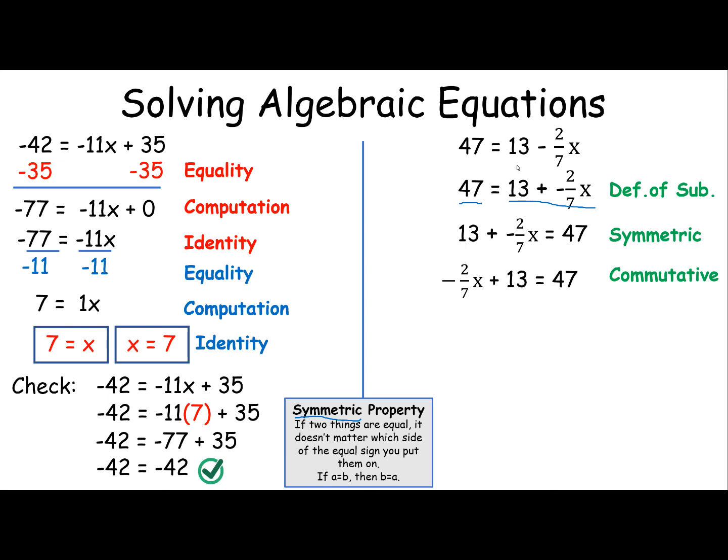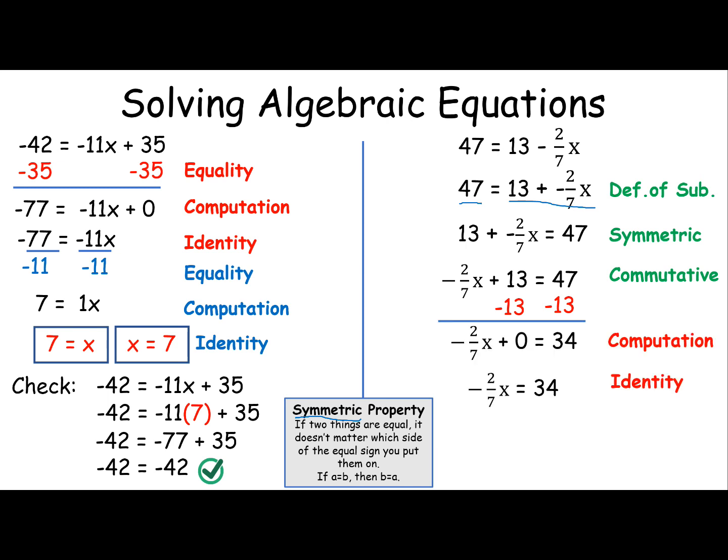Could I have solved it straight from this original one? Absolutely. But this just makes more sense to me because I've seen it more often. How do I get rid of a plus 13? I use the additive inverse to get my 0, because I know from the identity property that plus 0 doesn't do anything. How do I get rid of times negative 2/7? To get rid of multiplication, I want to multiply by the reciprocal or the multiplicative inverse. That's negative 7/2. Notice this side becomes 14/14, which is 1x.